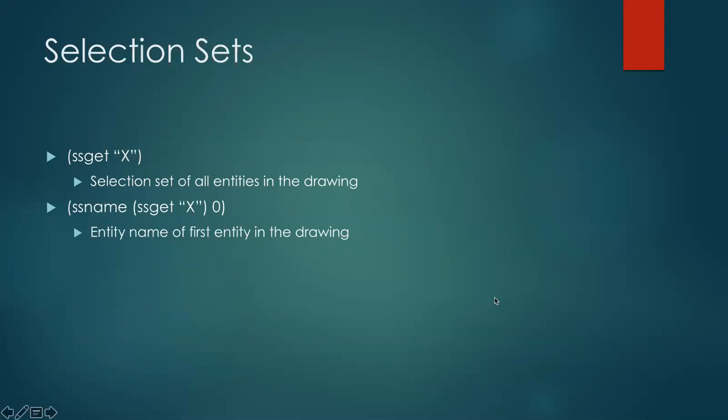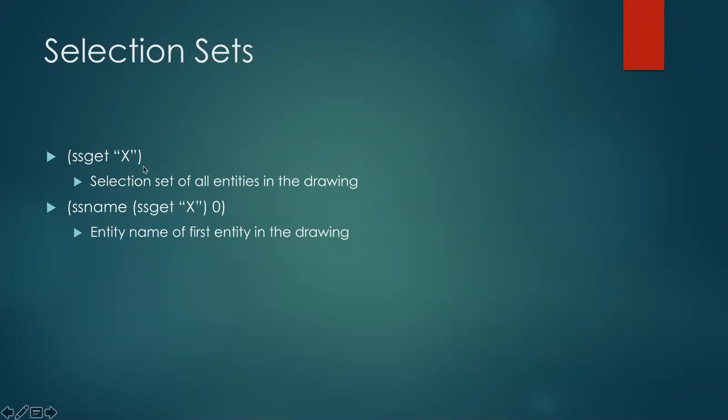Lastly, we need to talk about selection sets. There are really just two functions I need to worry about. SSGet is very, very powerful and has a lot of different modes in calling it, but X is the one we're dealing with. X is everything in the entire DWG, so that will return a selection set of all entities in the drawing, which is fantastic. That's exactly what I want.